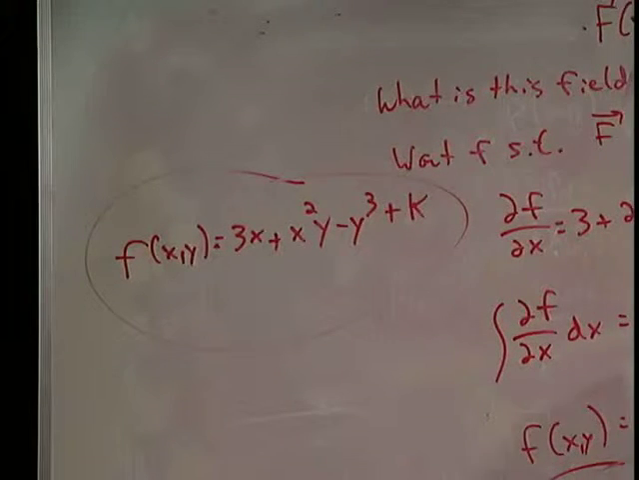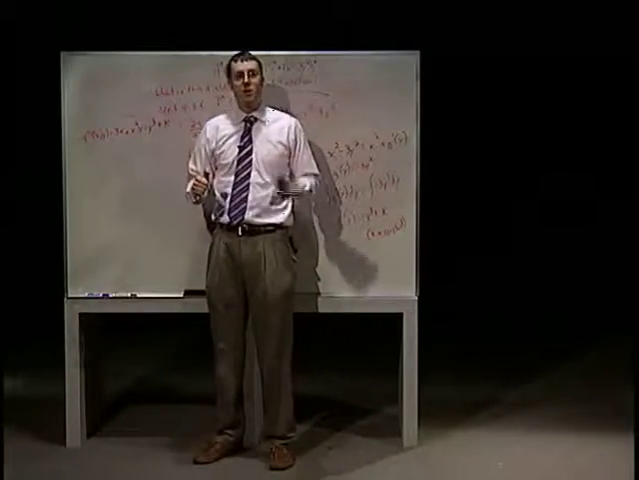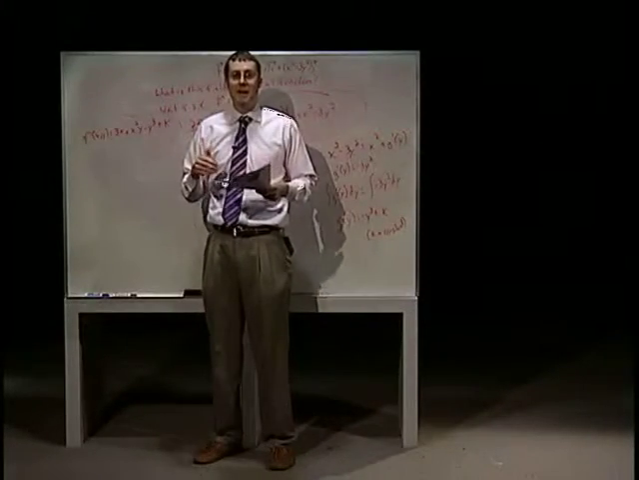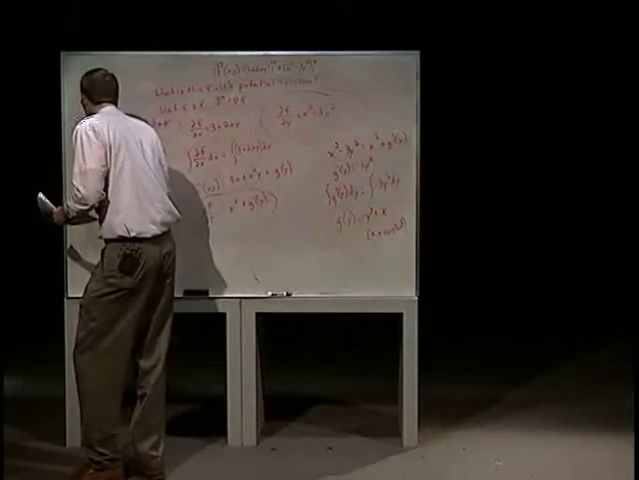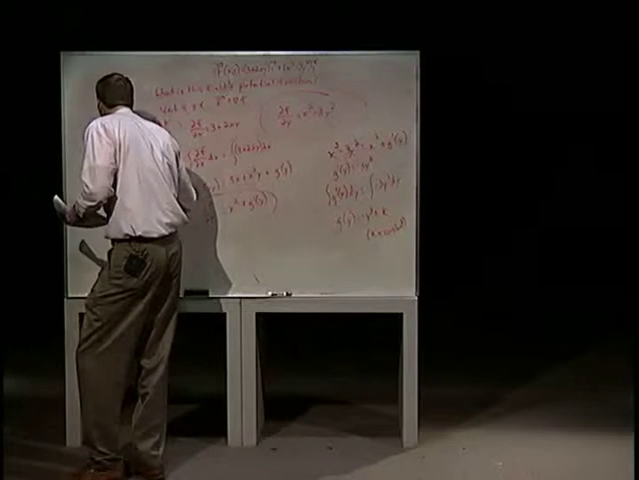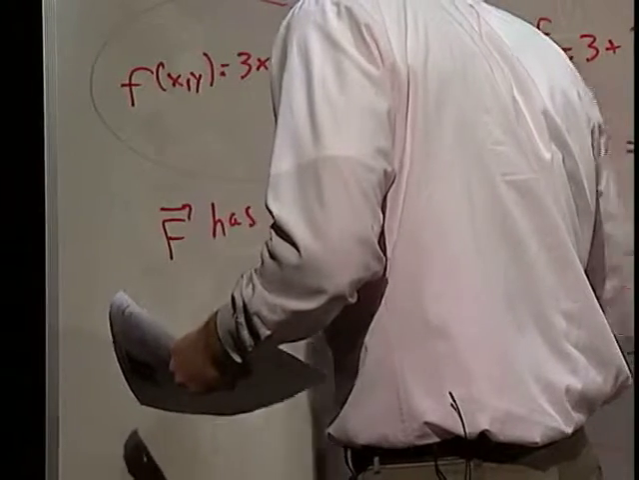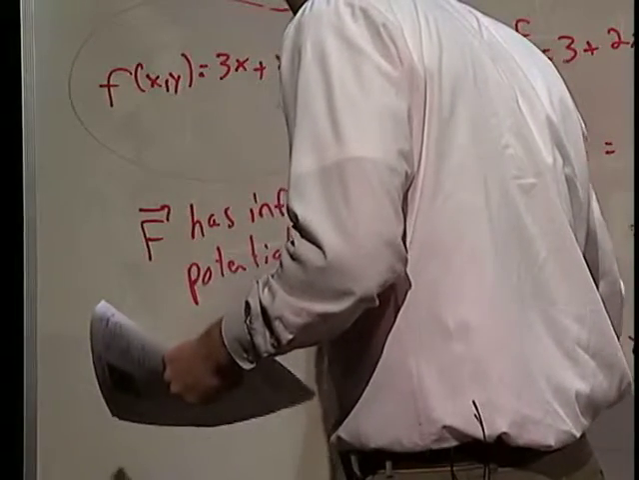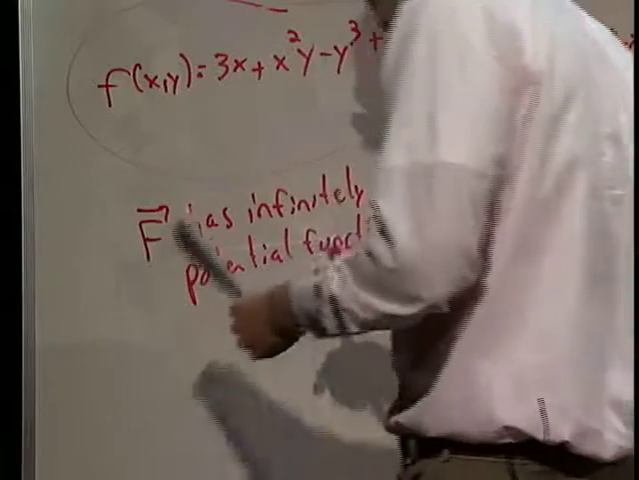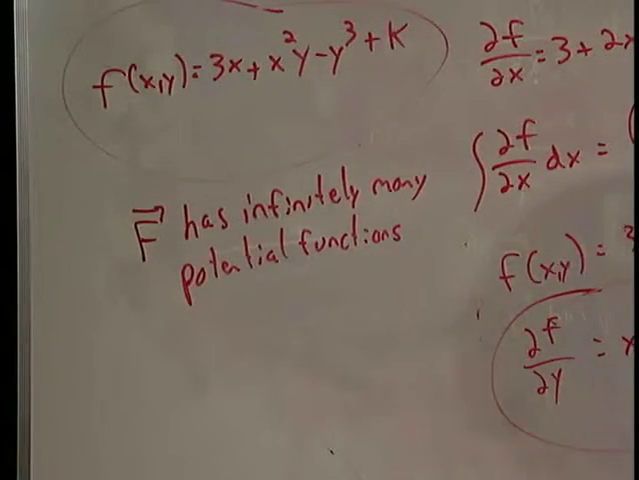There's a potential function, and in fact, we see that just like a function has infinitely many antiderivatives based upon the constant there, right? This vector field really has infinitely many potential functions. You could just put in any old constant that you darn well felt like.